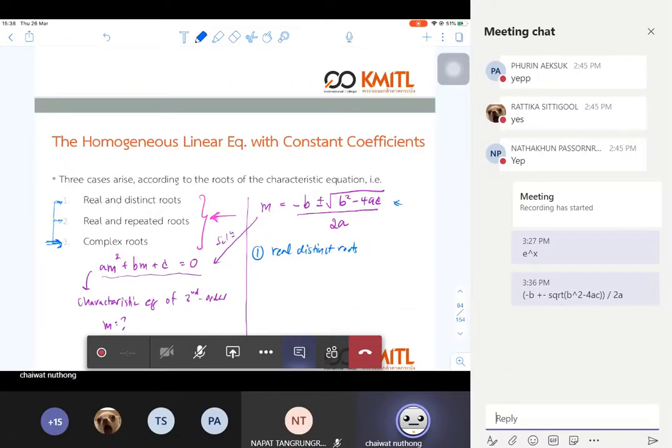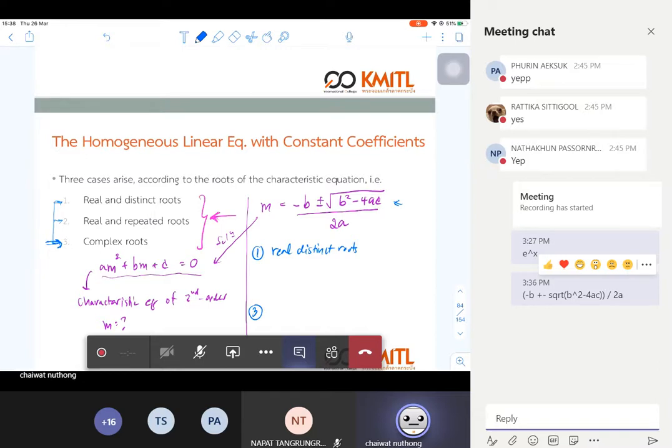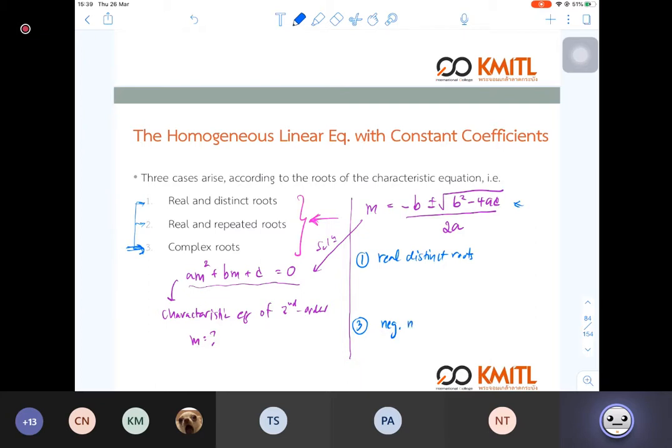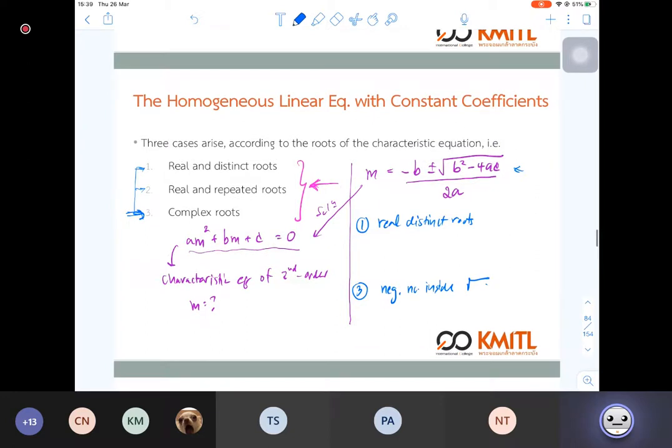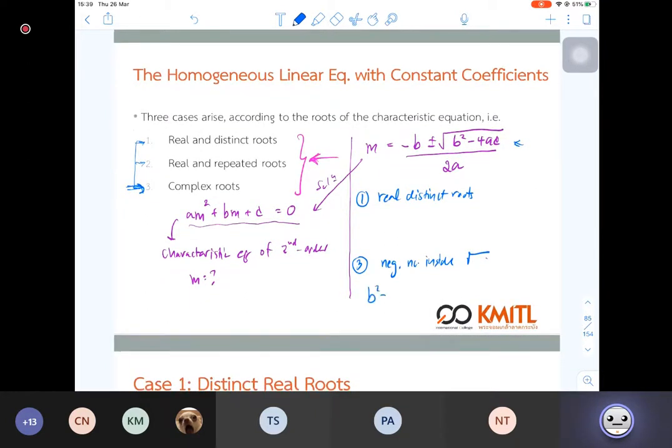Negative what? Yeah. So, okay, the third one, you're going to have the negative number inside the square root, all right? So what does it mean? It means that b squared minus 4ac is less than 0. This is the case where you get the negative square root, right?